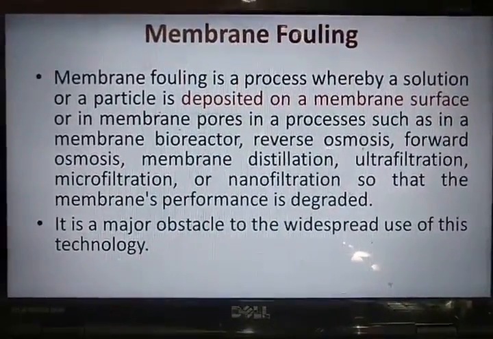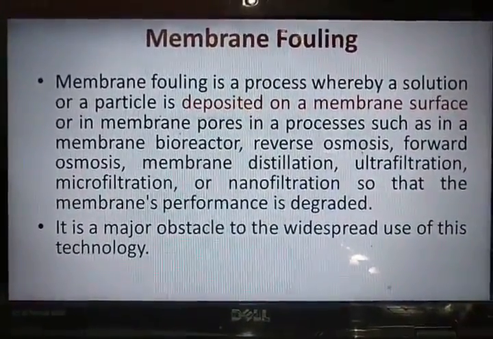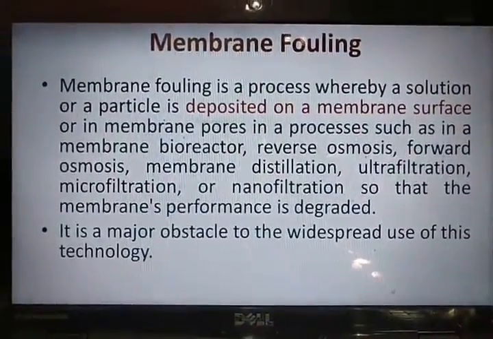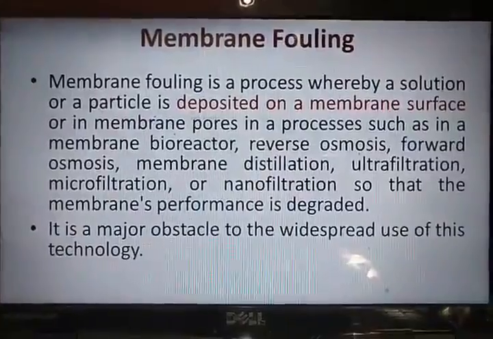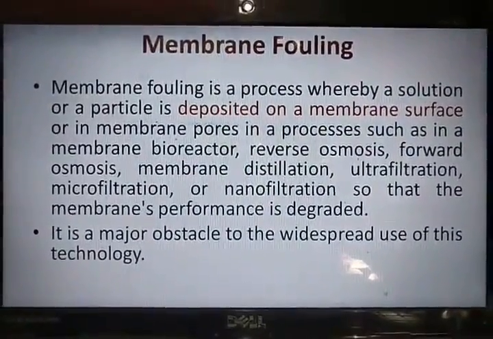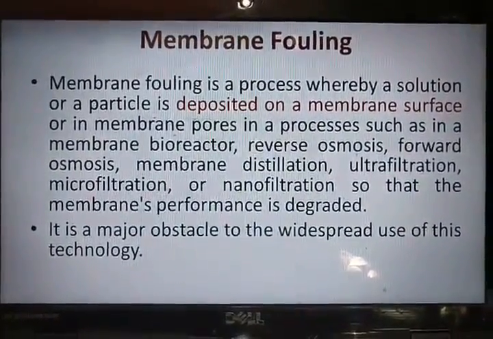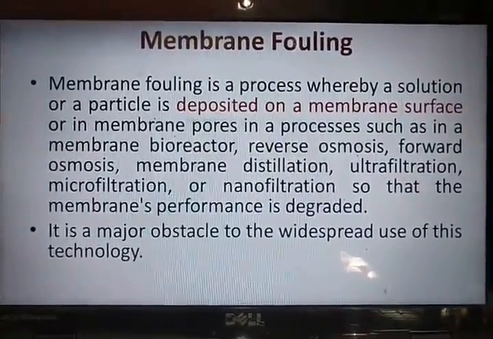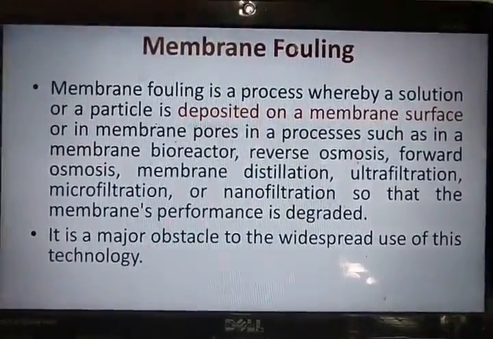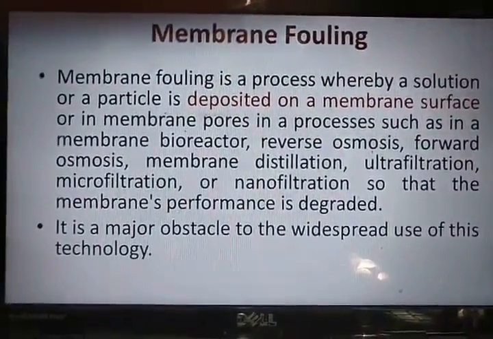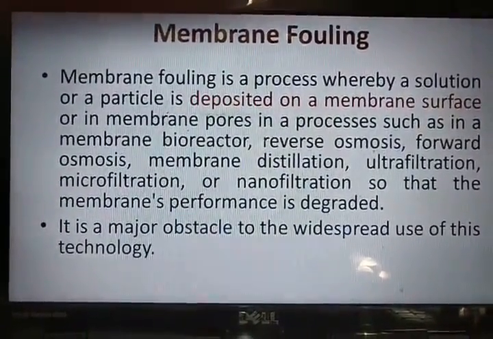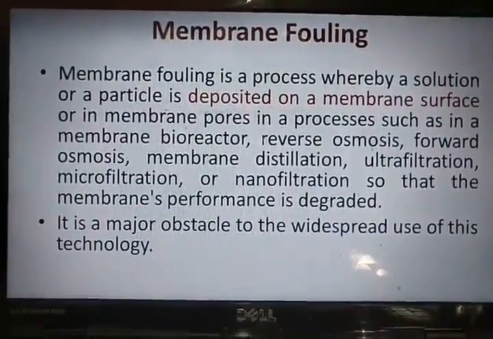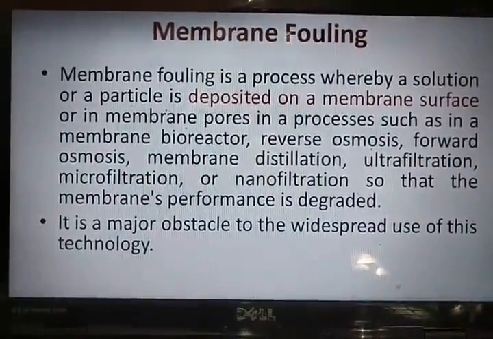That means it reduces the efficiency of the membrane, it will not give a better quality of permeate, and the membrane performance will ultimately be lost. That process we call membrane fouling, and this is an important parameter in water treatment technologies using membrane techniques, and it is a major obstacle to the widespread use of membrane process technologies.